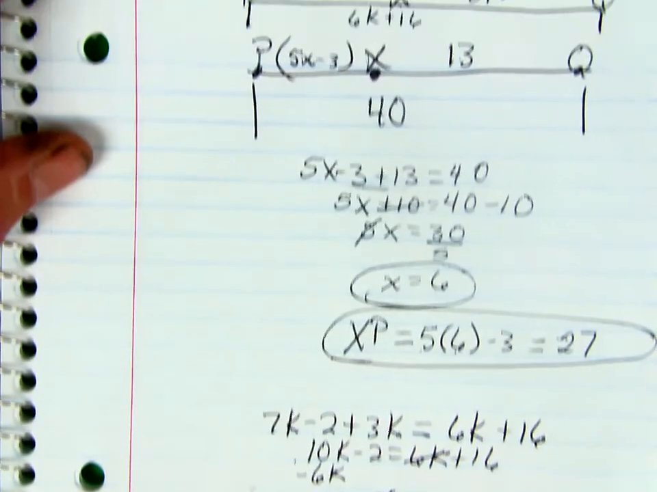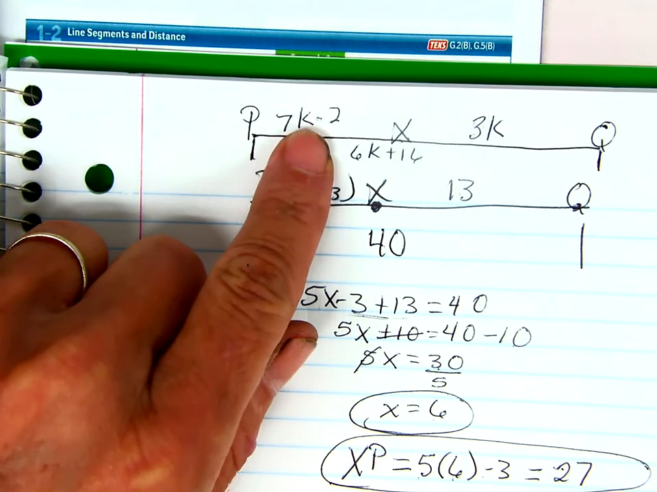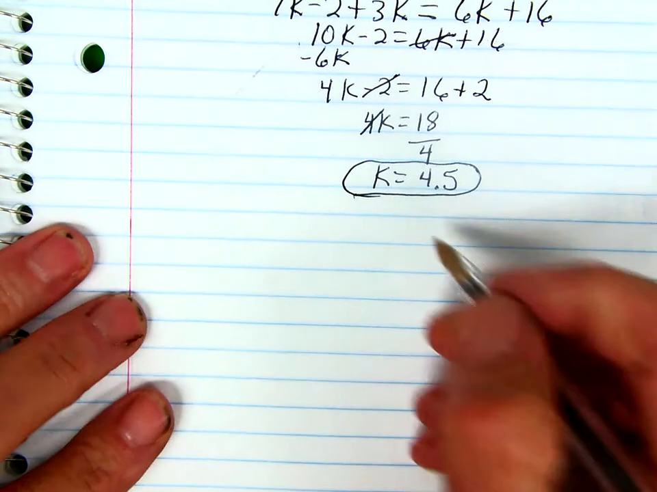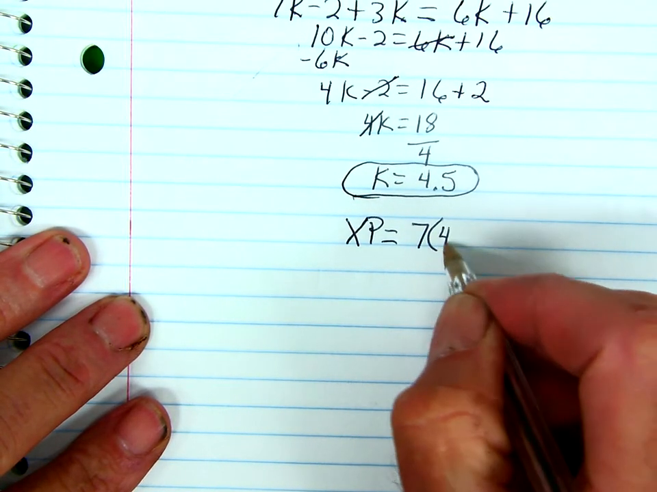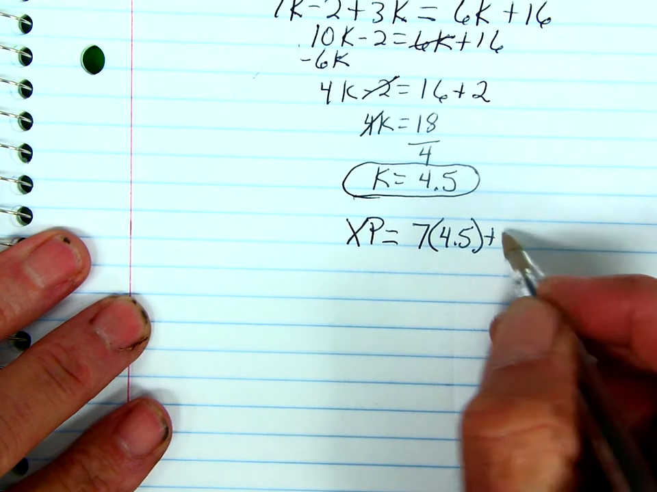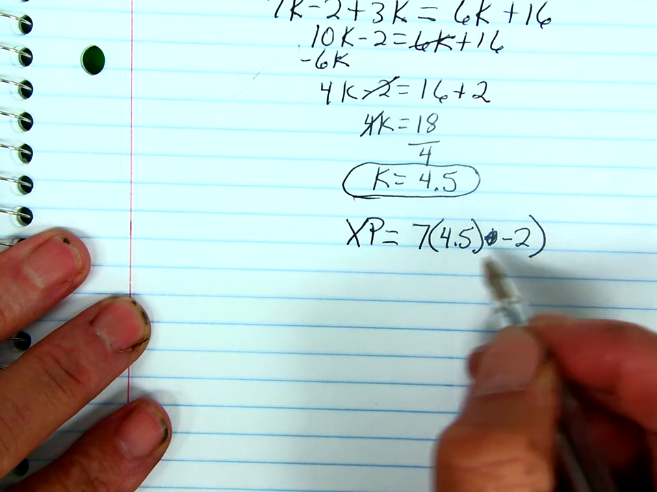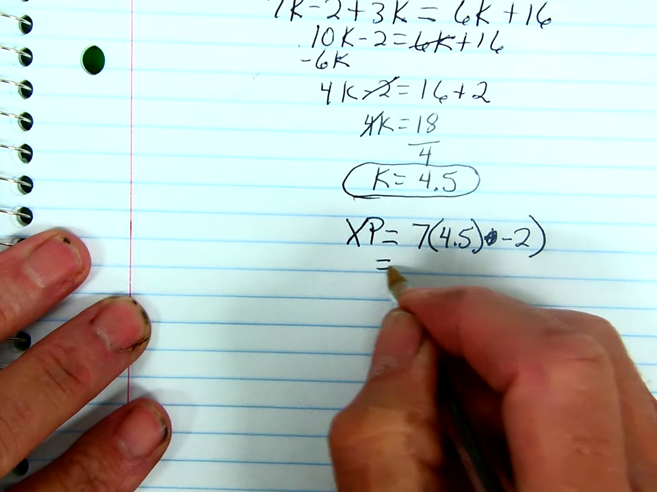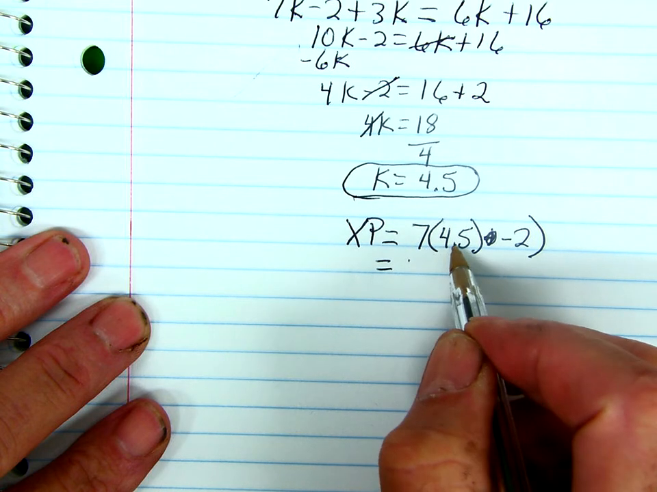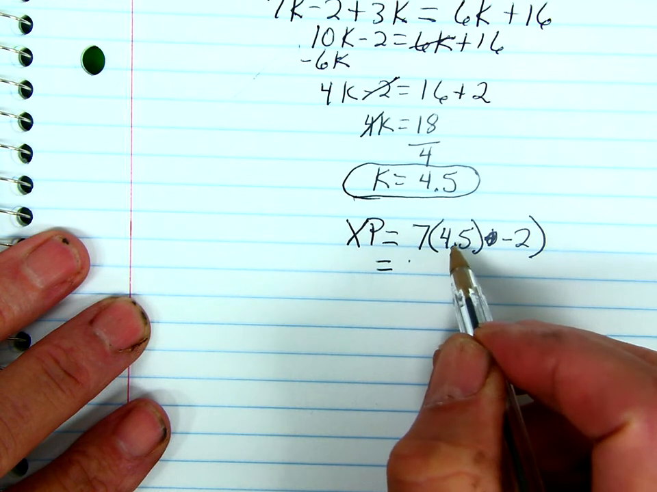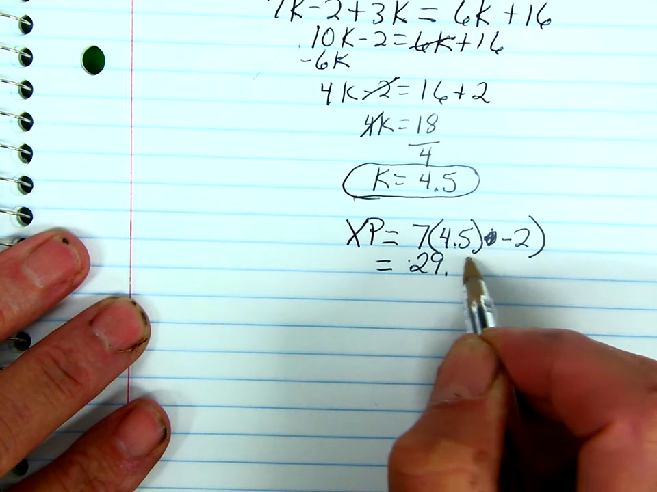Now going back and looking at the picture again, how far is it from x to p? It's 7k minus 2. So from x to p equals 7 times 4.5 minus 2. What? 29.5. Let's see. This is 7 times 4 is 28, plus 3.5 is 31.5, minus 2, yep, 29.5.